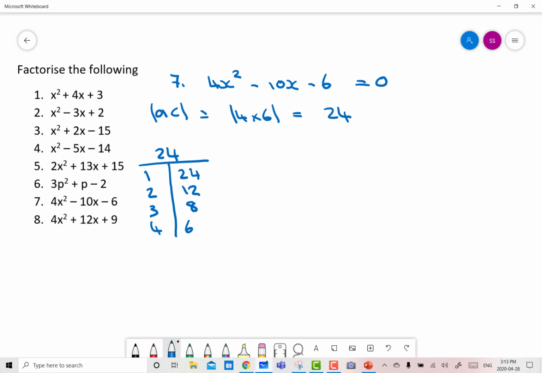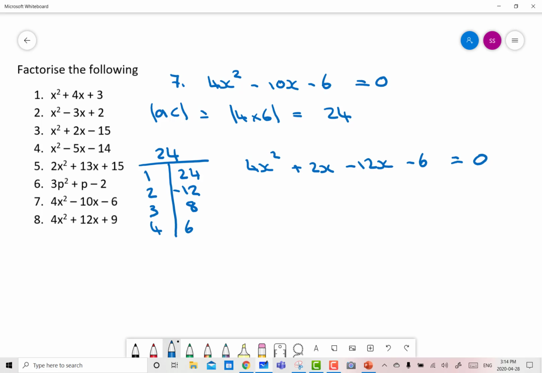Okay then, so from those sets of factors, which two are going to give me negative 6? Which ones are we looking at here? The 2 and the 12, that's going to work, isn't it, to give us the negative 10. If we did 2 minus 12, that would give me minus 10. So let's try that pair. So my expanded form is 4x squared plus 2x minus 12x minus 6 equals 0.